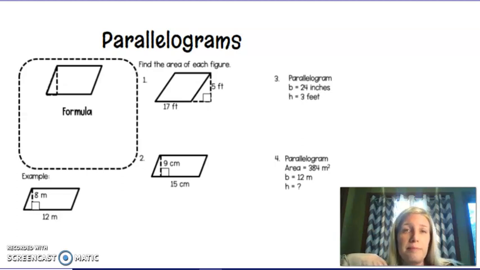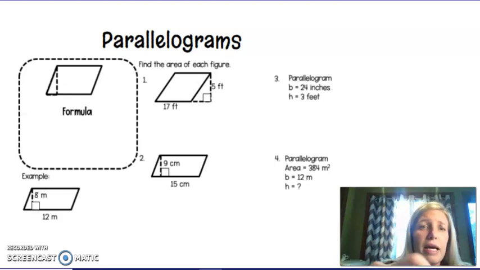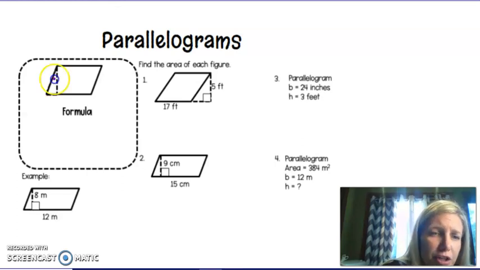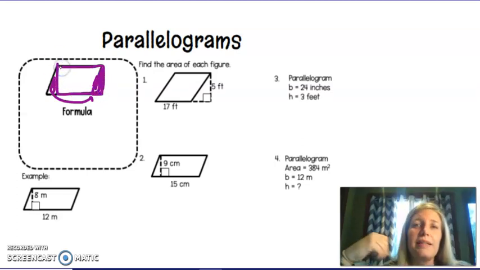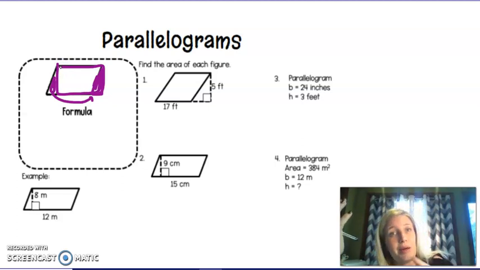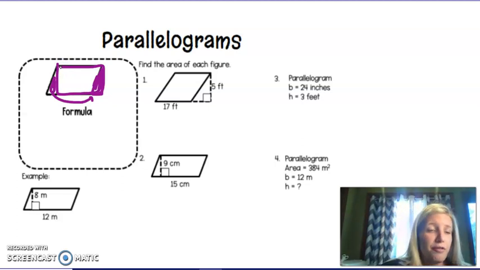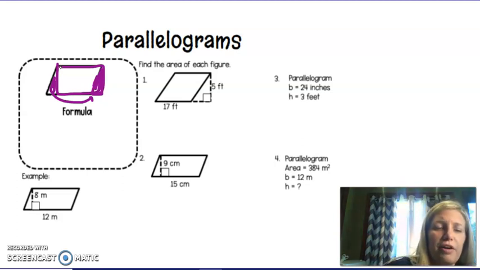Okay, for a parallelogram, basically the parallelogram should kind of look similar to you to the rectangle. If I took this rectangle here and I just moved it over to this side of my parallelogram, you should see, if I moved it, it should now look like a rectangle. So basically a parallelogram is kind of a rectangle that we cut apart and just moved around. And the formula for the area of a parallelogram is area equals base times height.